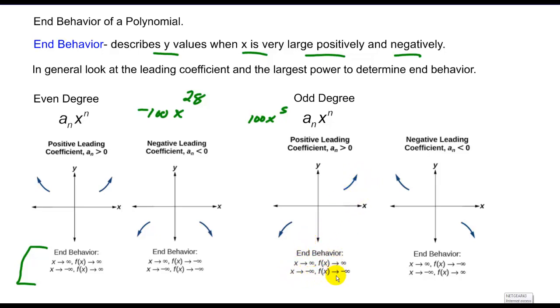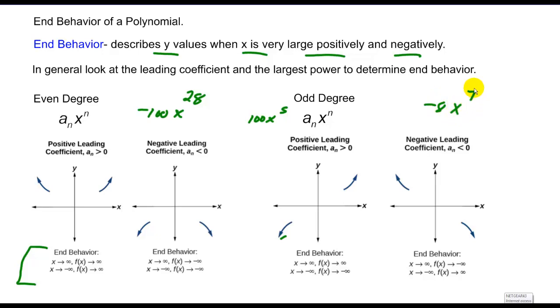As x goes to negative infinity, f of x goes to negative infinity, that's this part here. Notice we're leaving these middles open because end behavior only describes what happens way out at positive infinity and negative infinity.